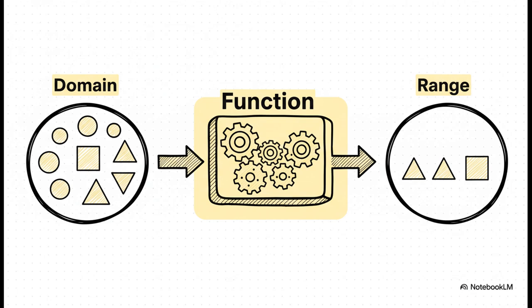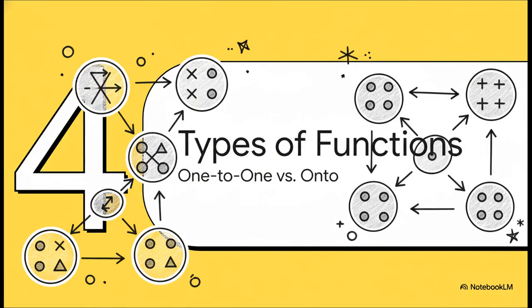So to really drill it in, domain is what you put in. Range is what you actually get out. The codomain is just the list of all possibilities, but the range is what really happens. Okay, let's take it one step further. We can actually categorize functions into different types depending on how the inputs and outputs behave, and you definitely need to know these for your exams.